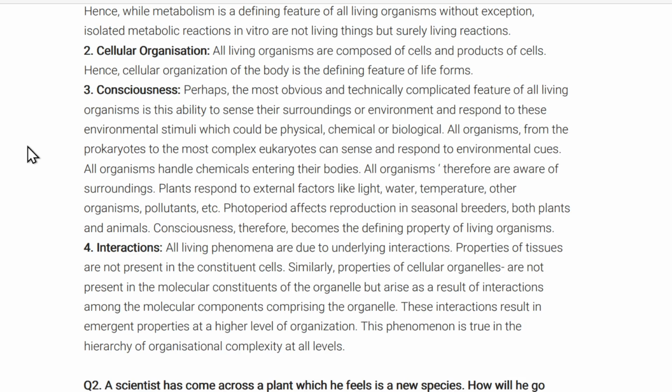Number 4. Interaction. All living phenomena are due to underlying interactions. Properties of tissues are not present in the constituent cells. Similarly, properties of cell organelles are not present in the molecular constituents of the organelle but arise as the result of interaction among the molecular components comprising the organelle. These interactions result in emergent properties at a higher level of organization. This phenomenon is true in the hierarchy of organizational complexity at all levels.